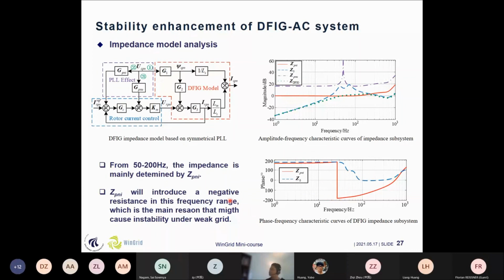So there are two main conclusions here. That is, from 50 to 200 Hertz, the impedance is mainly determined by the GPNI, and the GPNI will introduce a negative resistance in this frequency range, which is the main reason that might cause instability on the wind grid.